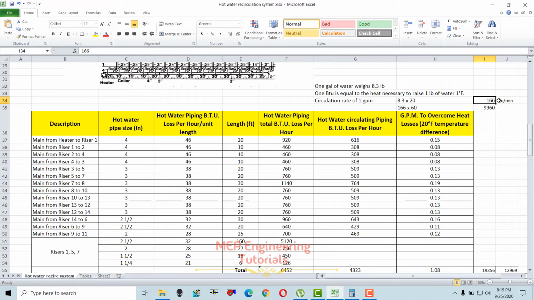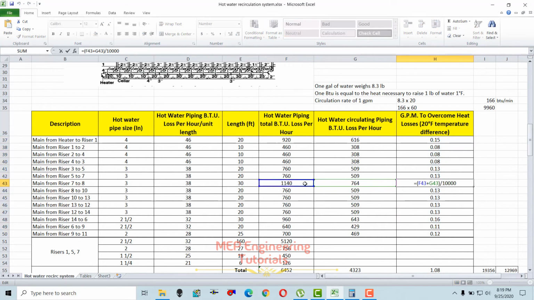So if you want to convert into hour instead of minute, you just need to multiply with 60 and you will get 9,960. That is almost equal to 10,000. So this is why I have divided this value with 10,000. So one by one you have to get these values over here in this column.